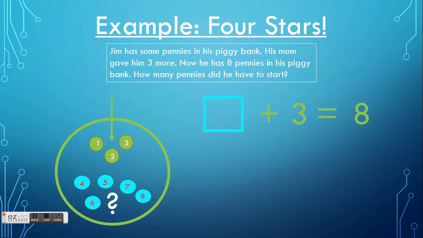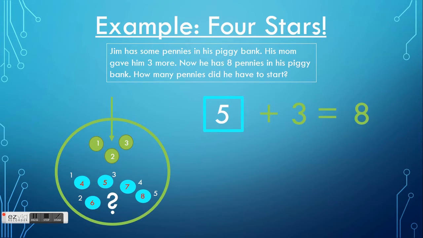Perfect. Now, we might be thinking, we're done. He has 8 pennies. But that wasn't the question. They asked us how many pennies he started with. And how many pennies he started with are the blue pennies. So we're going to count the blue pennies. We have 1, 2, 3, 4, 5 blue pennies. So we know that he started with 5 pennies.